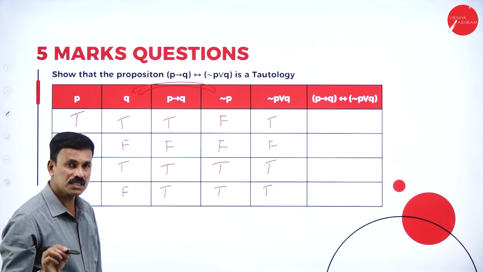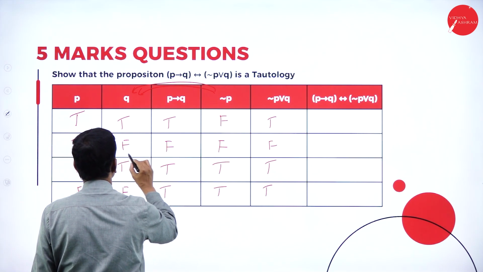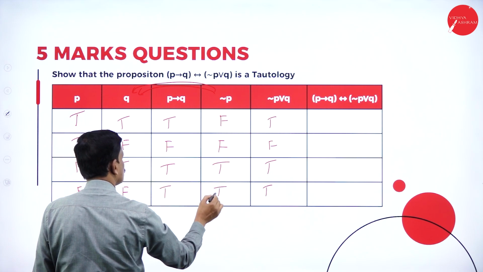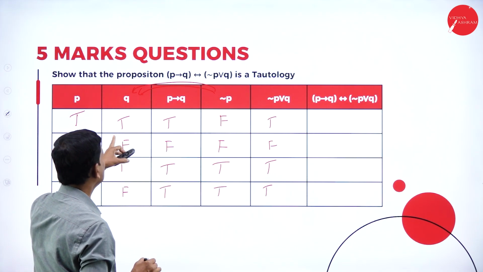Disjunction means false or false is false. In all cases it is true. So false or true is true, false or false is false, true or true is true, true or false is also true. So negation Q, negation P under Q.